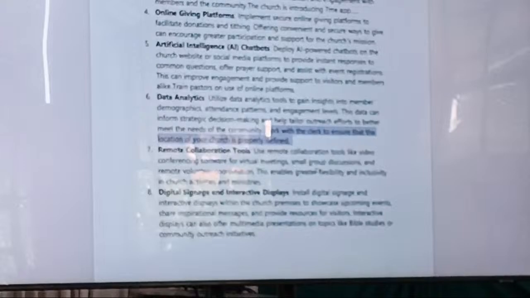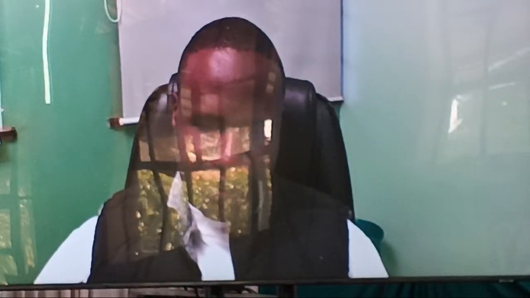So, by the way, let me just show you how the virtual reality works. And you can use this.